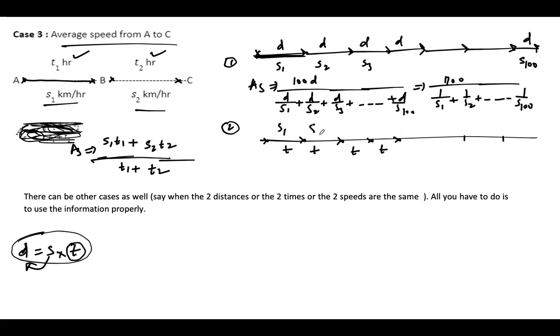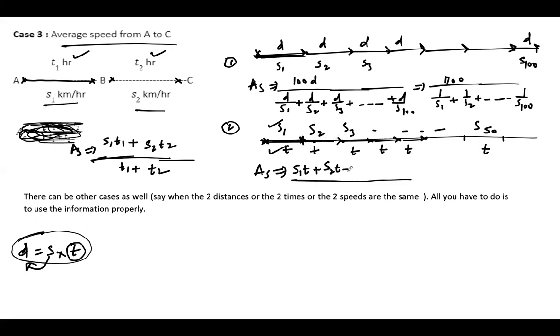Similarly, one more scenario: S1, S2, S3 till S50. In every stretch you are taking, let's say, T hours. This is the speed and time information is given. What will be the average speed? Average speed will be total distance, but we have been given the speed and the time. So what will be the distance here? S into T. S1 into T, S2 into T, till S50 into T.